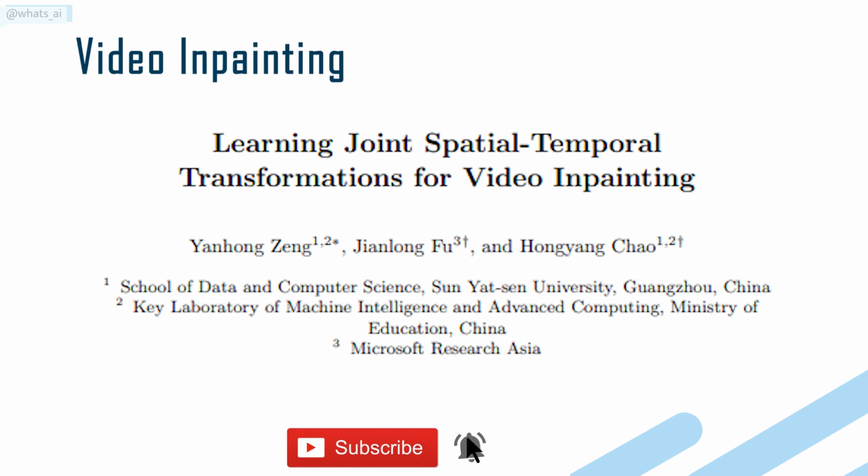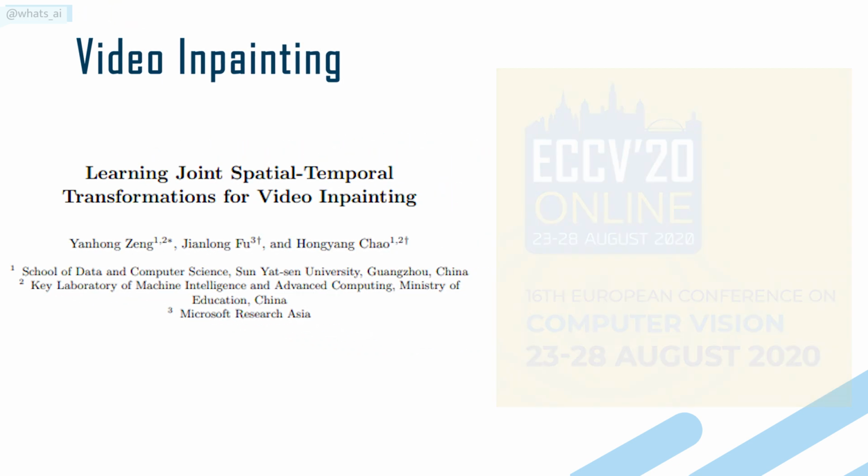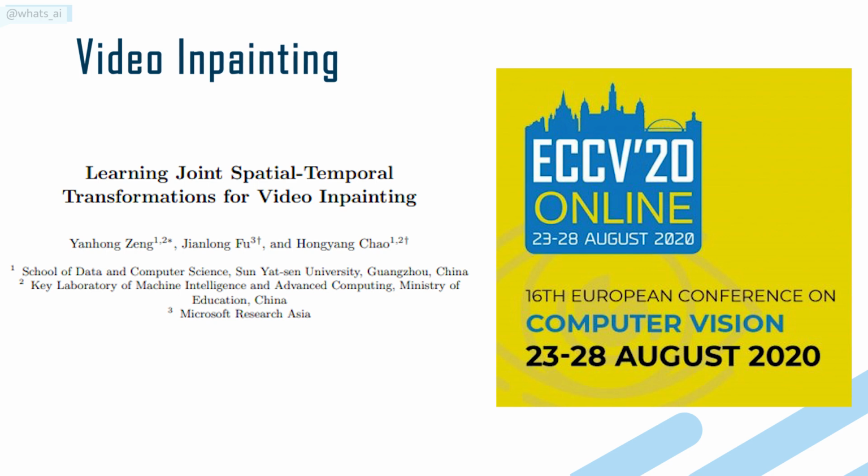Researchers at Sun Yat-sen University in China recently published a paper accepted in the ECCV 2020 conference, covering a new technique for video inpainting, which they called Learning Joint Spatial Temporal Transformations. The ECCV, or European Conference on Computer Vision, is the top European conference in the image analysis area.